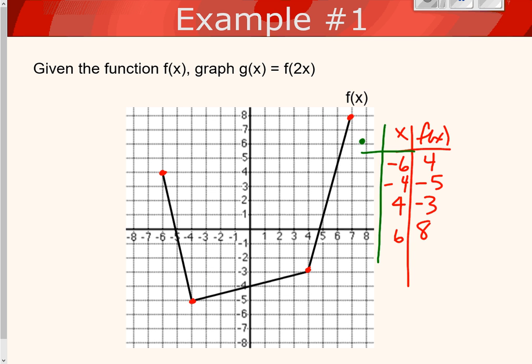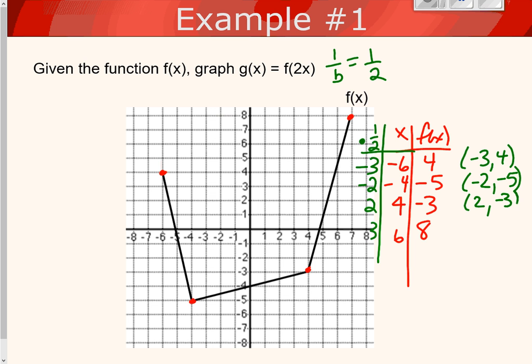So it's always 1 over b. So 1 over b would equal 1 over 2. So we're going to multiply everything by 1/2. And when I multiply everything by 1/2, I get -3, -2, 2, and 3. So my new points are going to be at (-3, 4), (-2, -5), (2, -3), and (3, 8).